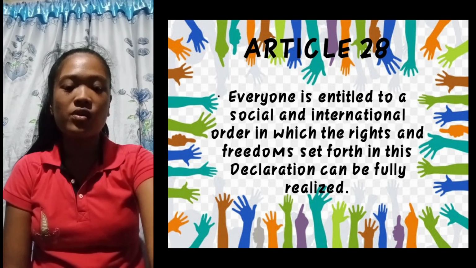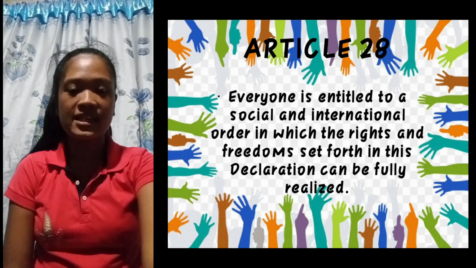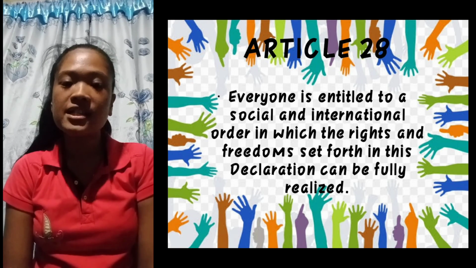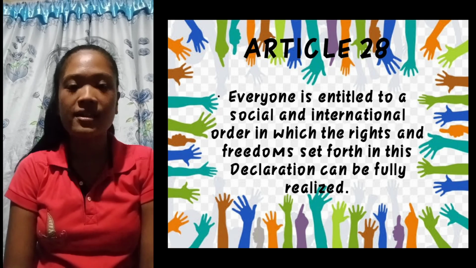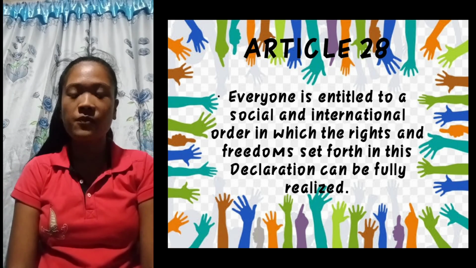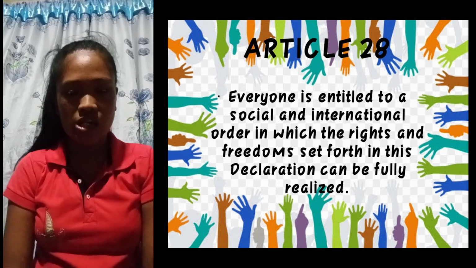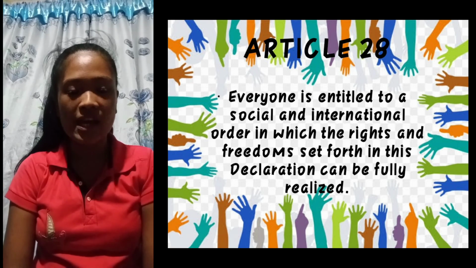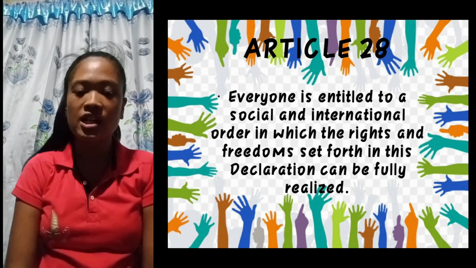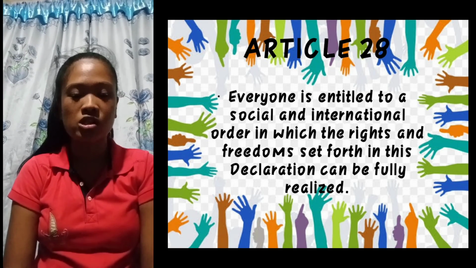Next is Article 28. Article 28 states that everyone is entitled to a social and international order in which the rights and freedoms set forth in this declaration can be fully realized. So everyone has the right to social and international order.